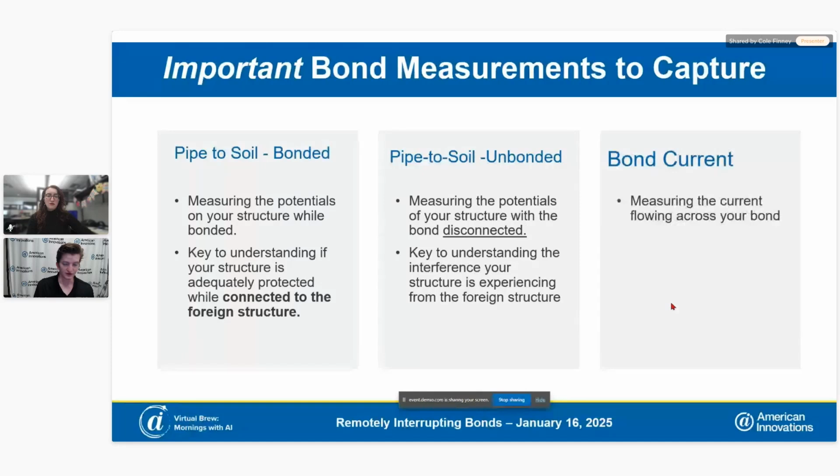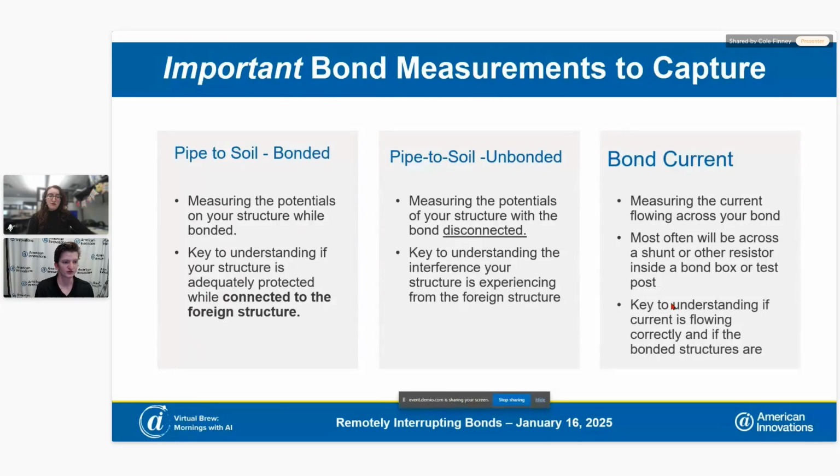Then lastly, another measurement that we recommend taking, really to tie it all in and understand the health of your system, is the bond current. In this case, if you have a shunt or other resistor that's bonding your two structures together, you'll want to take the measurement across that bond, across that resistor. That way you'll be able to see which way the current's flowing. If it's a negative potential, you know which way it's supposed to go. Positive, you know it's supposed to be going the other direction, as well as seeing that the bond is actually working correctly.